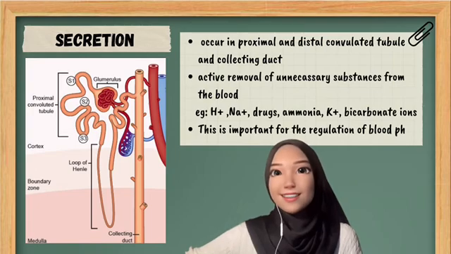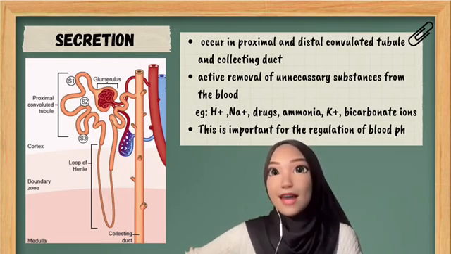What are the unnecessary substances from our blood? It is hydrogen ions, sodium ions, drugs, ammonia, potassium ions, and bicarbonate ions. And the reasons why secretion is important, because it is to help the regulations of the blood pH.